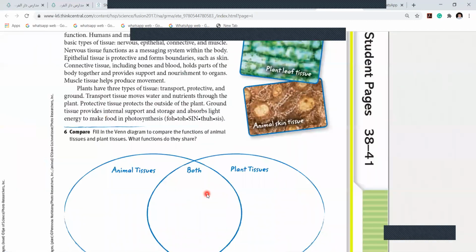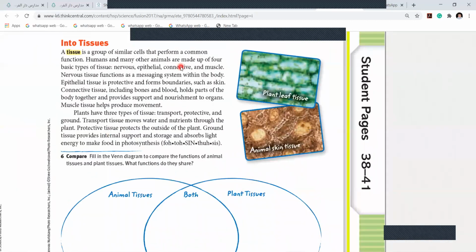Okay, now what is a tissue? A tissue is a group of similar cells that perform a common function. It's cells that combine and make a group. A group of cells is a tissue, right? A group of cells is a tissue.